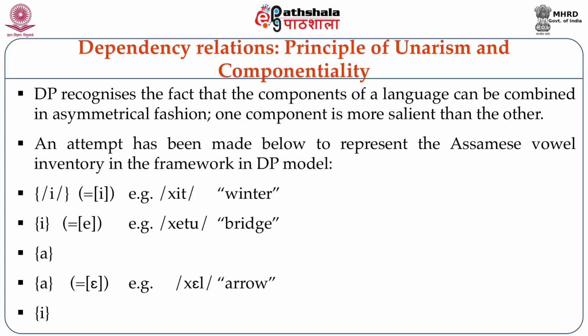So how will you represent the mixed vowels? There is a vowel which is a combination of two vowel properties. In the same way, another vowel is a combination of two vowel properties. So how will you show this? If you just say it is not A, it is not I, that is not sufficient, right?